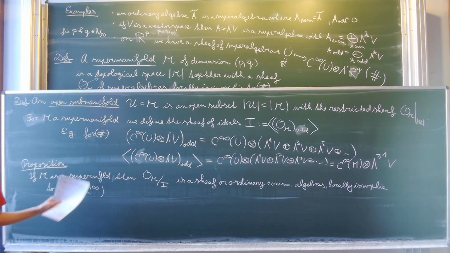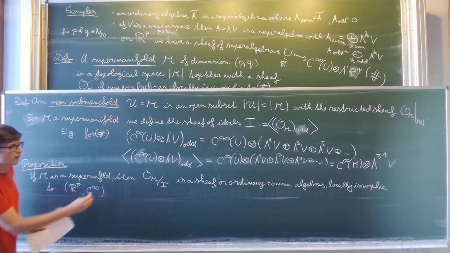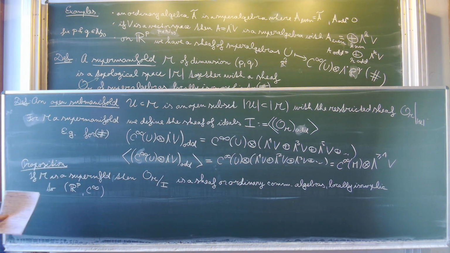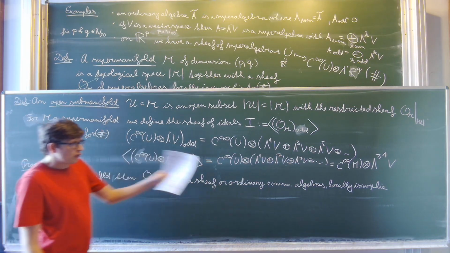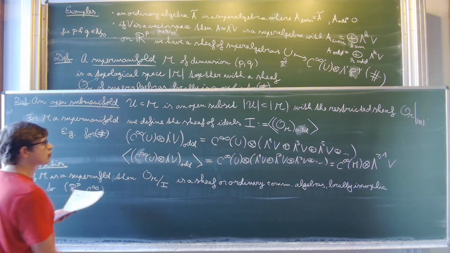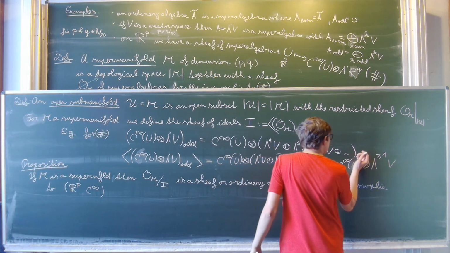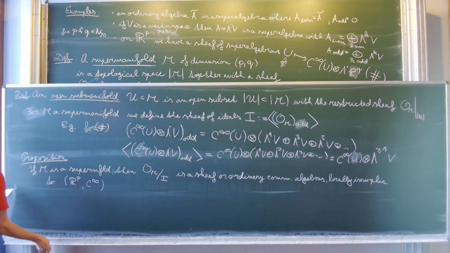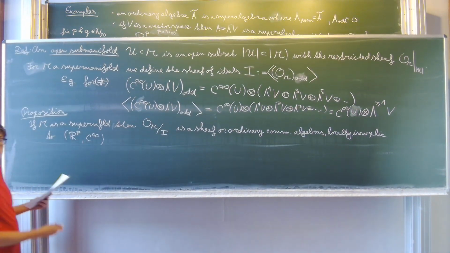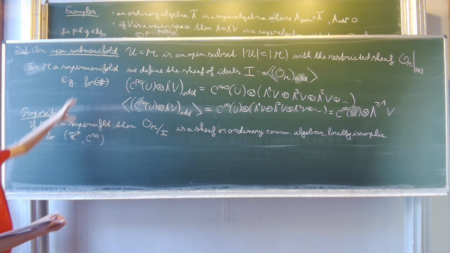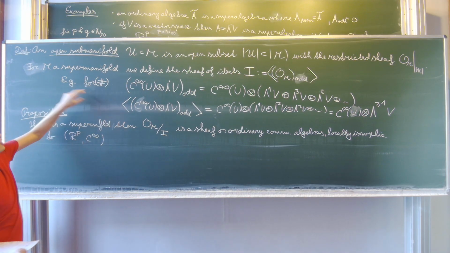I'm not writing C infinity of something because I want it to be a sheaf, so I don't specify the set in it. But it's just the thing that you observed before. So if you take this and mod out by this, then what is left is C infinity of n. Was it only locally isomorphic? Yes, because what we did here was for a special case of this.